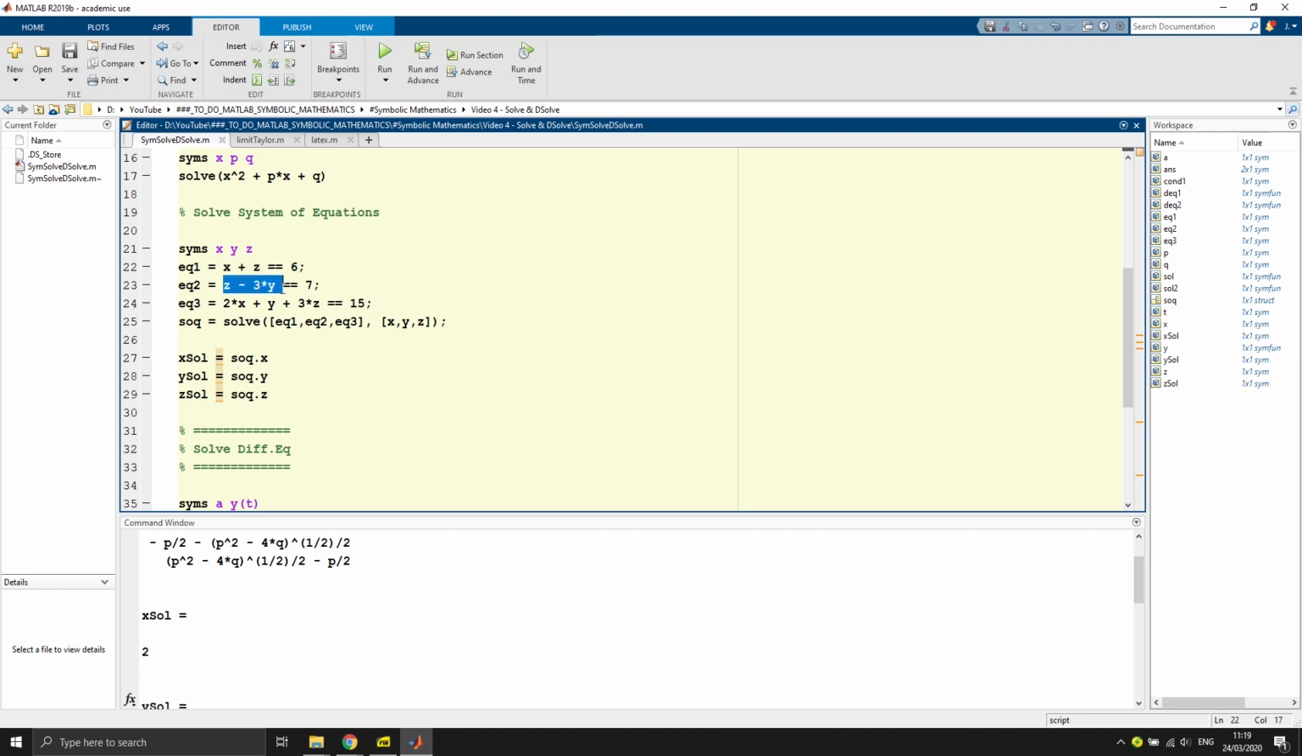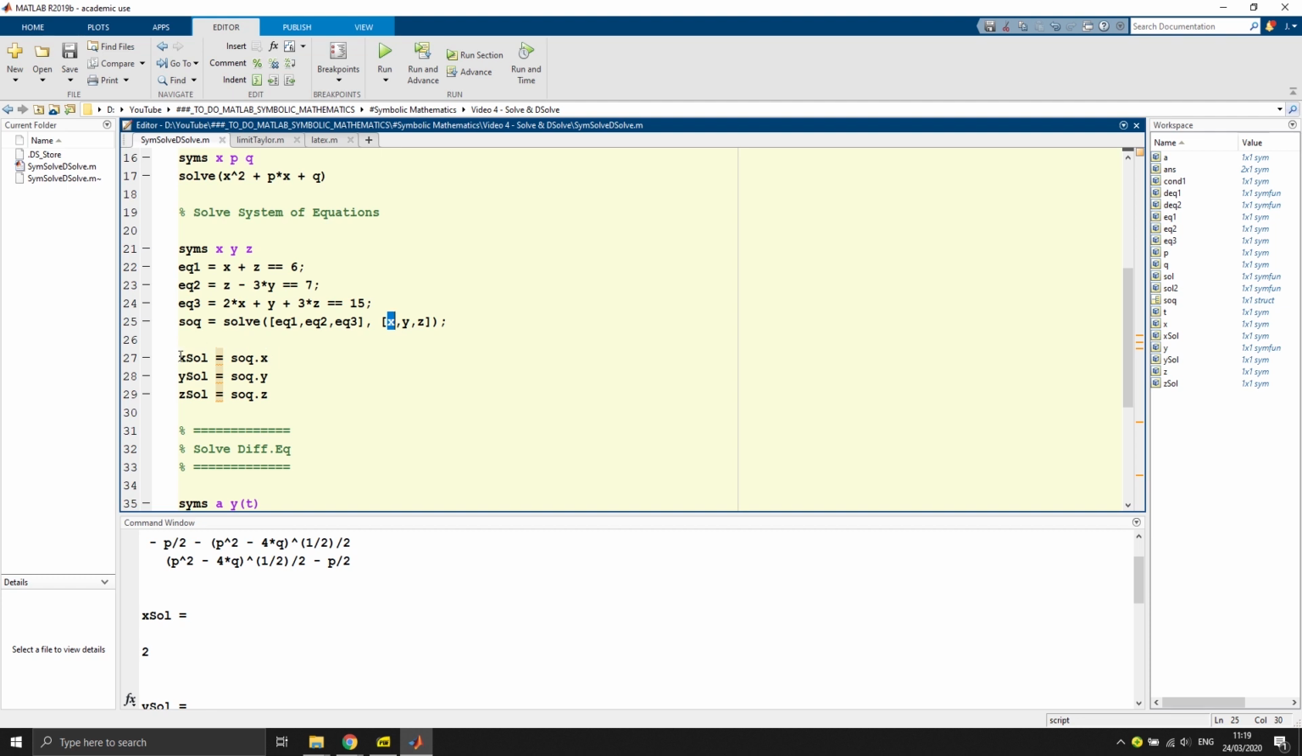Equation 2 is this expression. And equation 3 is this expression. This gives us a whole system of equations. Well, not yet. What we have to do is type in solve, then concatenate, so to speak, our equations and put them into brackets. And then we say please save them in x, y and z so that I can call them afterwards. And that I'll do in the next step.